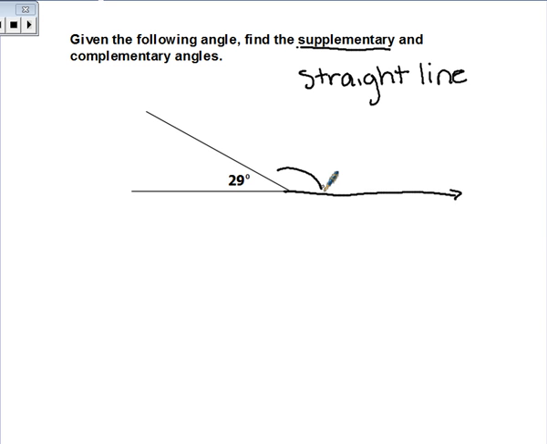So based on this information, a straight line measures 180 degrees. So if this one measures 29 degrees, the supplementary angle to that would be 180 degrees minus the 29 degrees, which gives us 151 degrees. So the supplementary angle to this particular angle is 151 degrees. Go ahead and make sure that you have that written in your notes.